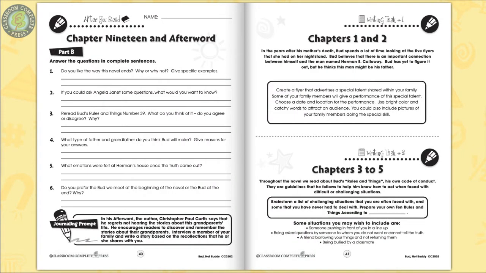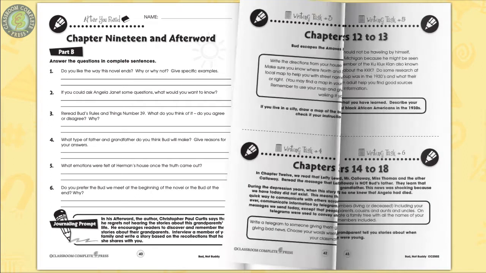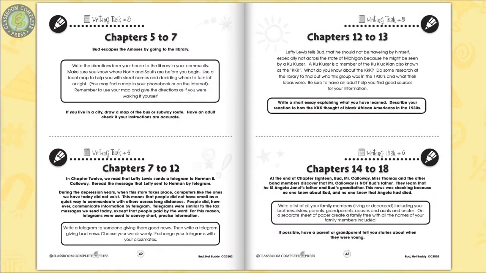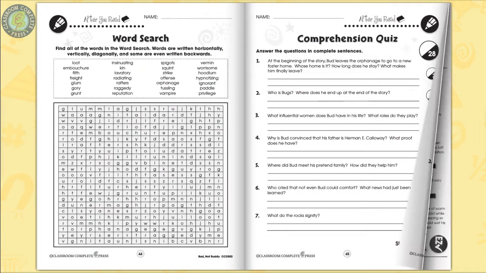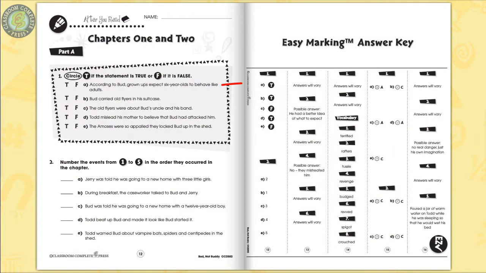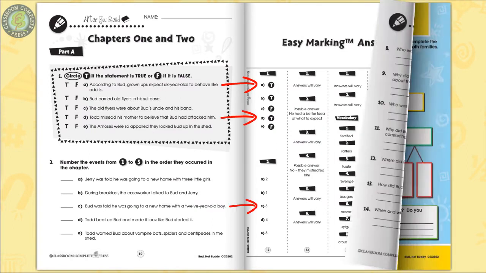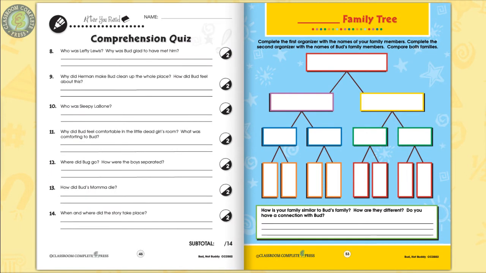Supplement an existing unit with in-depth writing tasks, such as having students create their own family tree to compare with Bud's. A word search puzzle and comprehension quiz ends the unit. The easy marking answer key works by lining up perfectly with the matching question pages. 3 color posters, which are graphic organizers, complete the resource.